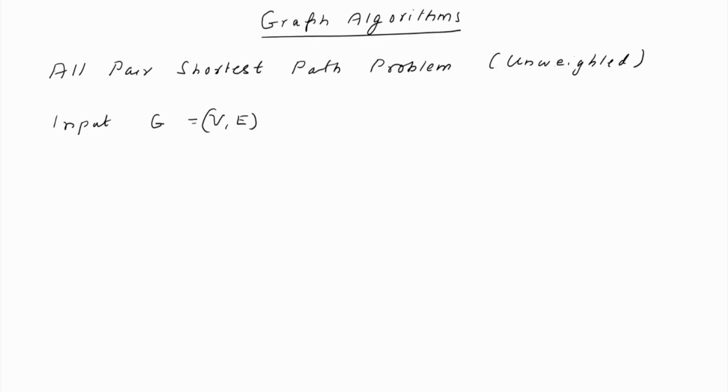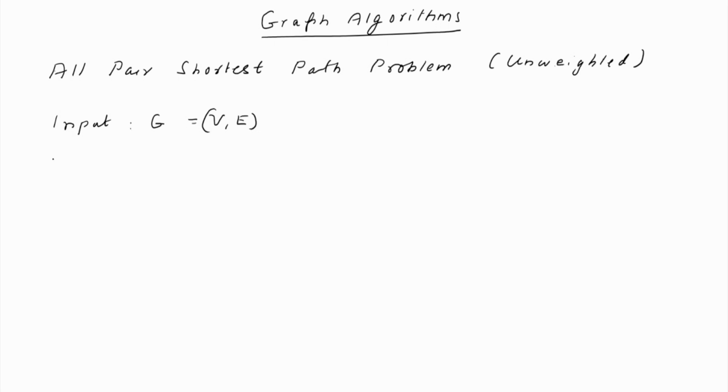In this lecture, we will learn about graph algorithms. We will see how randomization can help solve the all pairs shortest path problem. So, the input is an unweighted graph, and we want the output to be the shortest path between every pair of vertices.